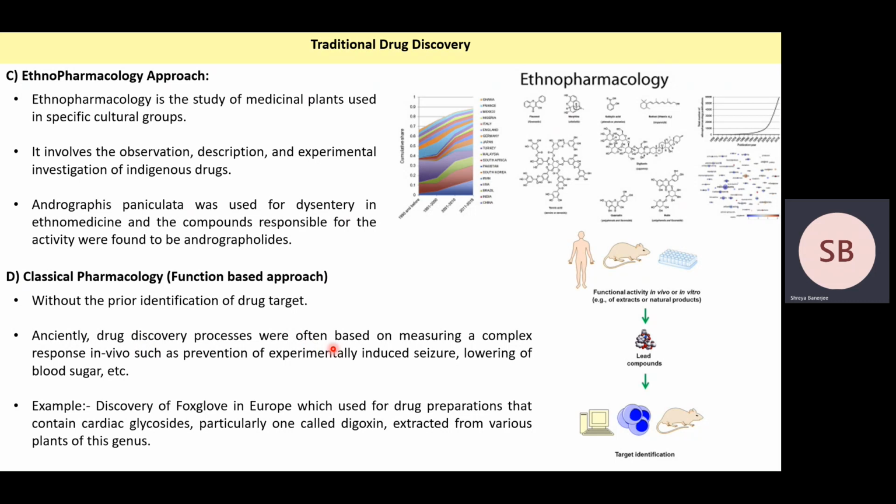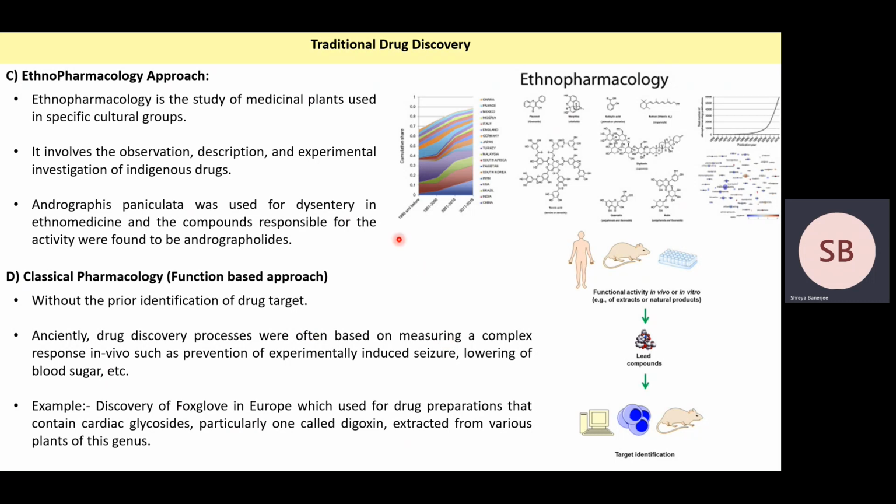Anciently, drug discovery processes were often based on measuring a complex response in vivo, such as prevention of experimentally induced seizure or lowering of blood sugar. For example, the discovery of the foxglove plant in Europe, which was used for drug preparations that contain cardiac glycosides, particularly one called digoxin, extracted from various plants of this genus.